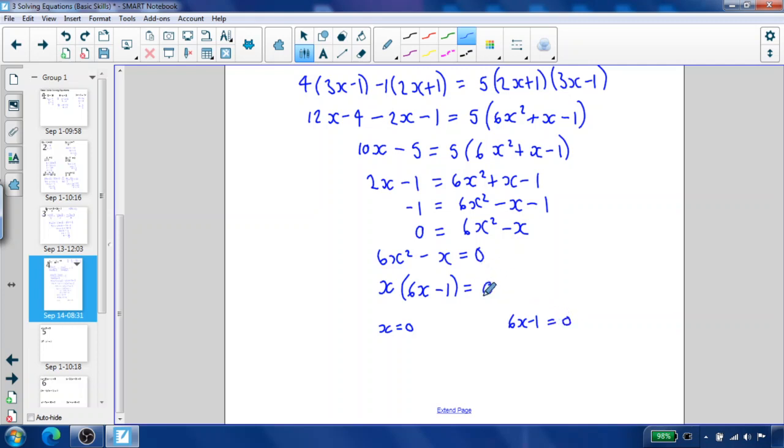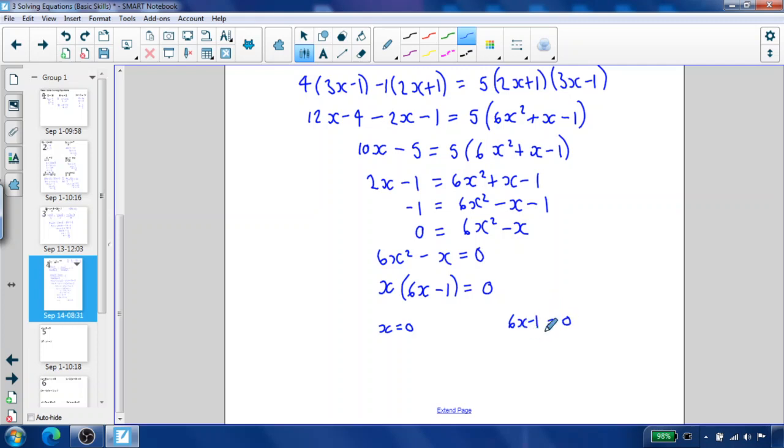Because remember, to make 0, something must be multiplied by 0. So either this whole bracket equals 0 or this x is 0. So when we multiply it together, our answer is 0. Well, straight away, x can be equal to 0. Or we need to work out what this x can be. So again, just work through it.